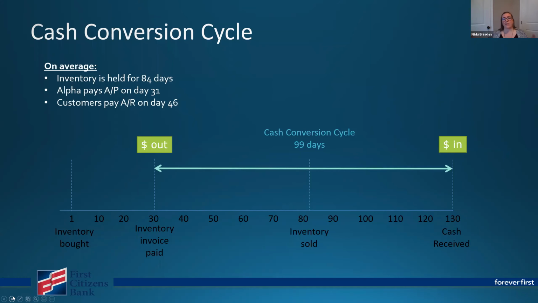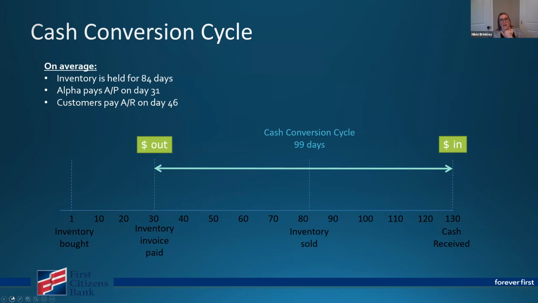So that means that you have 99 days in your cash conversion cycle. When do you purchase the inventory to when do you convert that inventory to cash in your pocket? So how do we shorten this? We want to look at how do we shorten that cash conversion cycle.